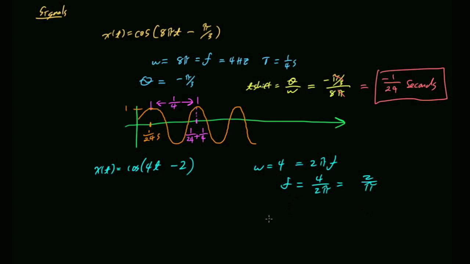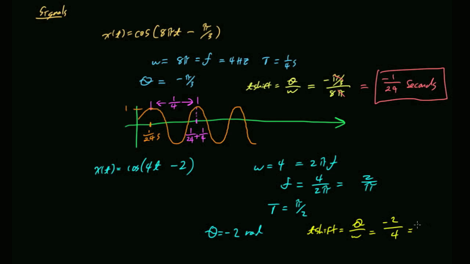Okay, and what's my period? Pi over 2. It's ugly, but it's a number. They're regular numbers, and you just add them. And what's your phase shift? Minus 2 radians. So therefore your t shift is going to be minus 2 over 4, which is half a second.